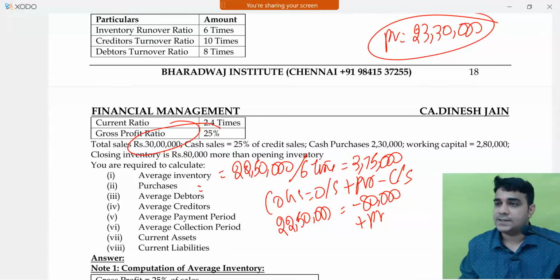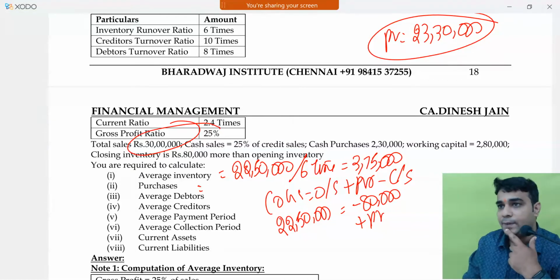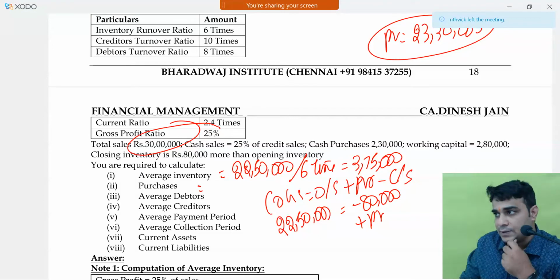In that, cash purchase is 2 lakh 30. Credit purchase will be 21 lakh. Credit purchases is going to be 21 lakh. Cash purchases 2 lakh 30.